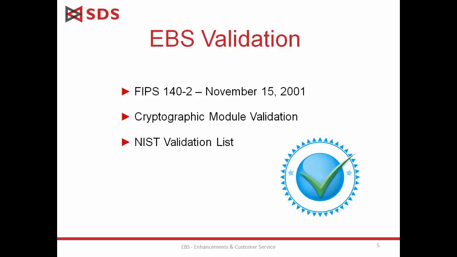EBS validation. FIPS publication 140-2 was signed on May 25, 2001 and became effective November 15, 2001 when the derived test requirements for FIPS publication 140-2, the security requirements for cryptographic modules, was published. FIPS cryptographic module validation testing is performed using the derived test requirements. This is quite an extensive and exacting process. NIST maintains the list of all validated FIPS cryptographic modules.